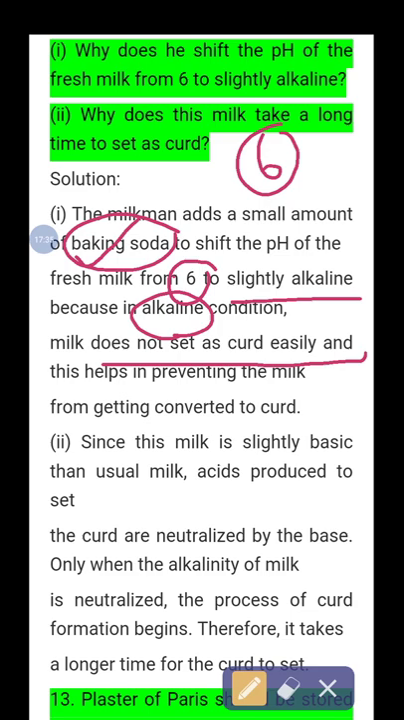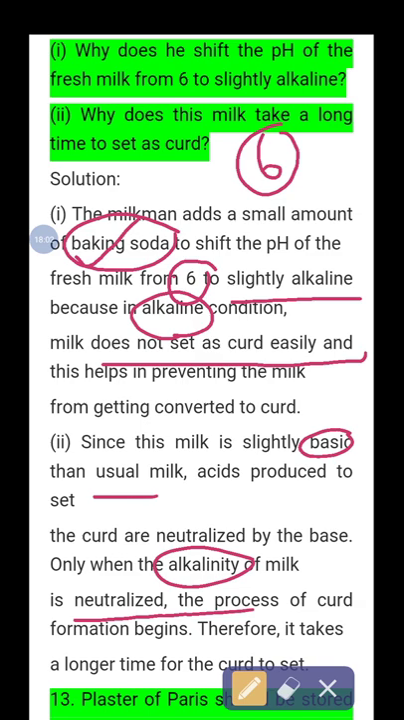Generally, the milk lasts longer than usual if baking soda is added to it. Now the milk is slightly more basic than usual milk, the milk which has baking soda. So the acid produced to set the curd is neutralized by the base, and only when the alkalinity of the milk is neutralized can it set.